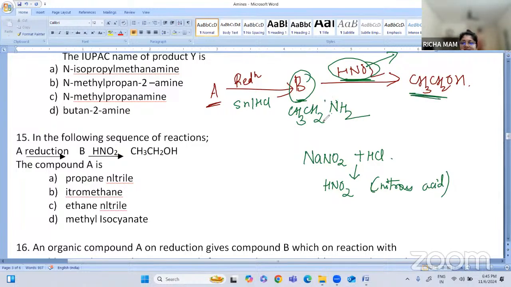Only your NH2. If you treat it with nitrous acid, you are going to get your ethanol. So yes, this is your B. Now, before this, what should be your A? The options are propane nitrile, ethane nitrile, nitromethane, and methyl isocyanide.